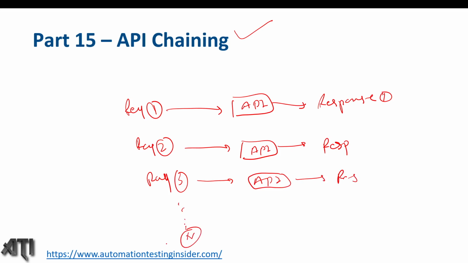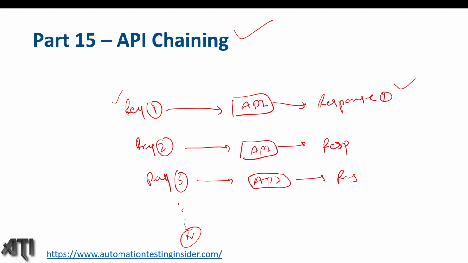So this is how we send the request. This is the simple concept of an API: when we send the request, we get some response. And we have different HTTP requests using different HTTP methods like get, post, put, delete. These are the different HTTP methods which we use to send the request.